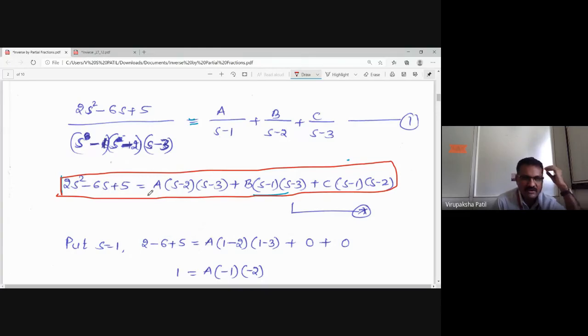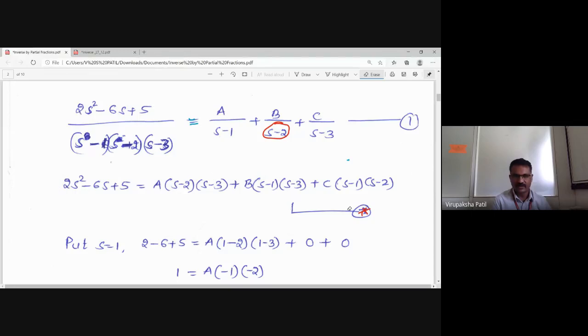2s square minus 6s plus 5 is equal to A into s minus 1 is already there, you have multiplied it by s minus 2 into s minus 3, plus B into s minus 2 is already there, so you have to multiply it by s minus 1 into s minus 3, plus C into s minus 3 is already there, you have to multiply it by s minus 1 and s minus 2. Now this equation we have named as star because it plays a very important role in getting the values of A, B, C. You already know this technique, still I'll tell it once again. Now how to get the values of A, B, C from this.